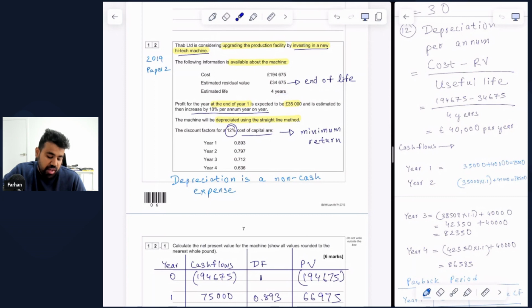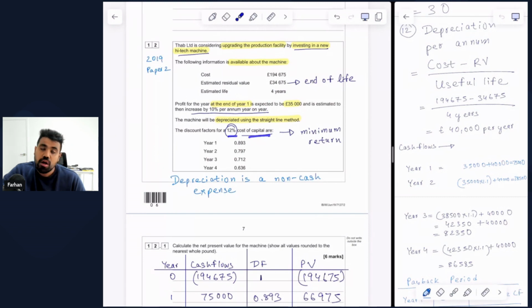Profit for the year at the end of year 1 is expected to be £35,000 and is estimated to then increase by 10% per annum year on year. The machine will be depreciated using the straight line method. The discount factors for a 12% cost of capital.